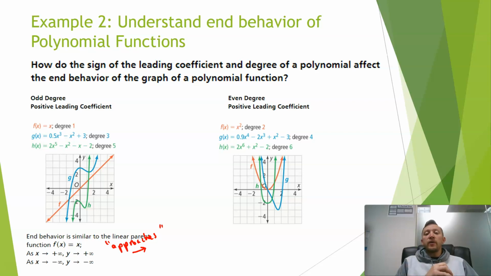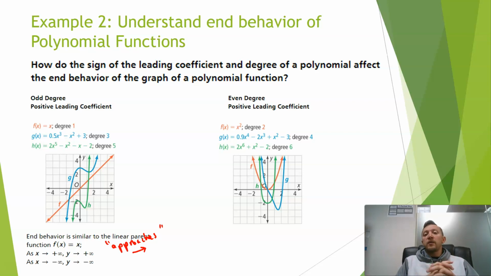And the next one here, we have 0.9x to the 4th minus 2x cubed, and so on. So the degree for that one is 4. So again, an even degree, and our leading coefficient is positive. So notice the right side of the graph is going up for the blue graph, but the left side of the graph is also going up. So again, we're looking for similarities here between these graphs.